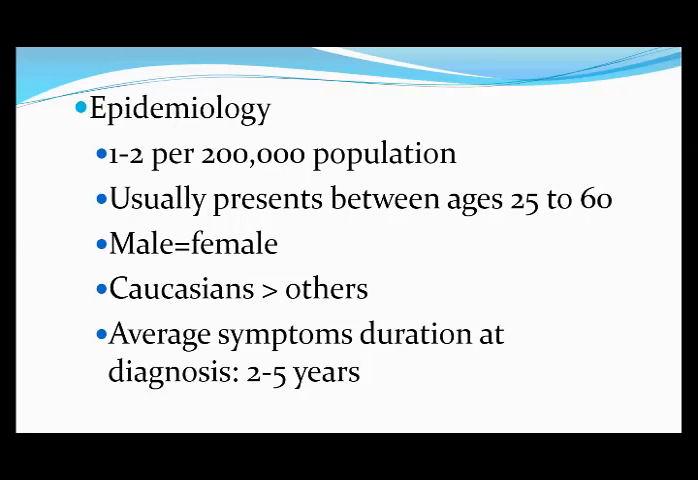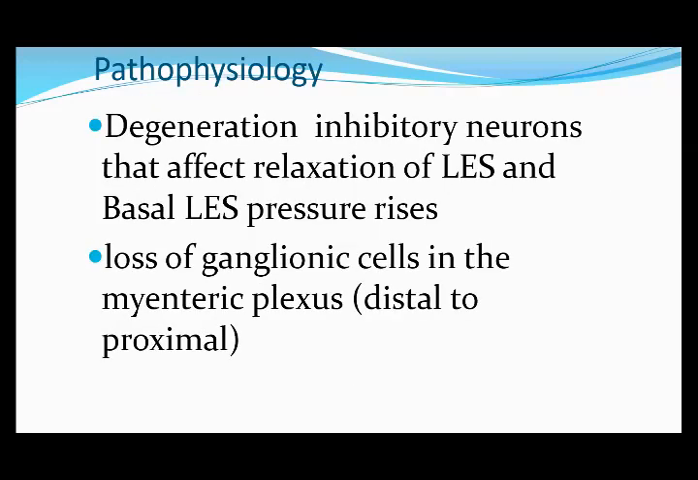Okay. Now what is the pathophysiology? There is degeneration of inhibitory neurons that affect relaxation of the lower esophageal sphincter, and basal lower esophageal sphincter pressure rises. So basically there is degeneration in the esophageal sphincter, with loss of ganglionic cells in the myenteric plexus.